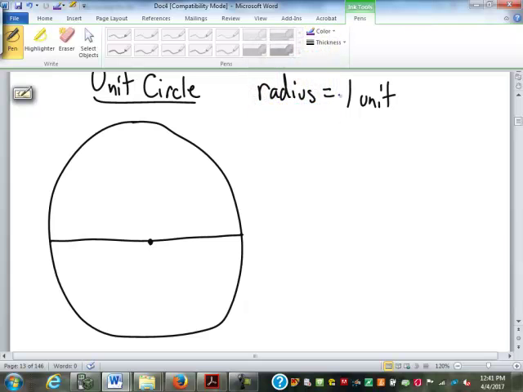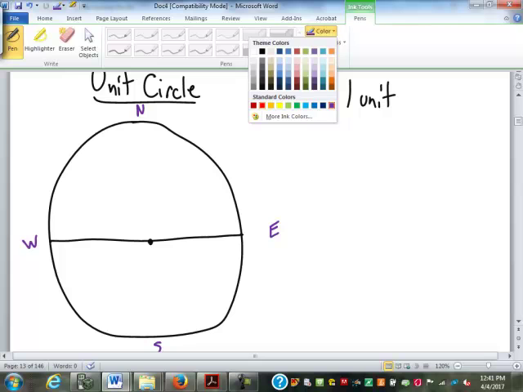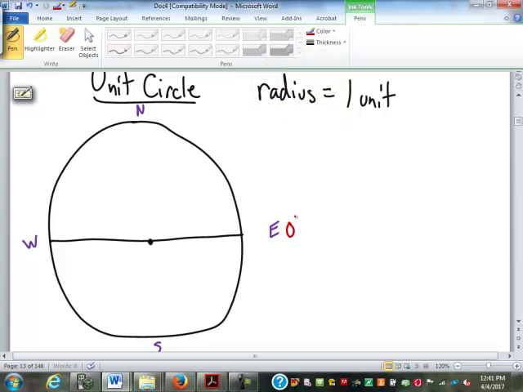Kind of like the compass rose on a map. We think of this being east, north, west, and south. Well, navigationally, we consider this to be 0 degrees. We talked about that when we were looking at angles. So that is defined to be what we would call the initial side. All angles start there.